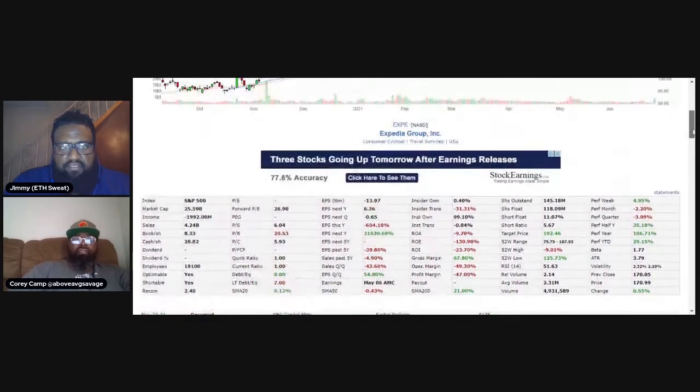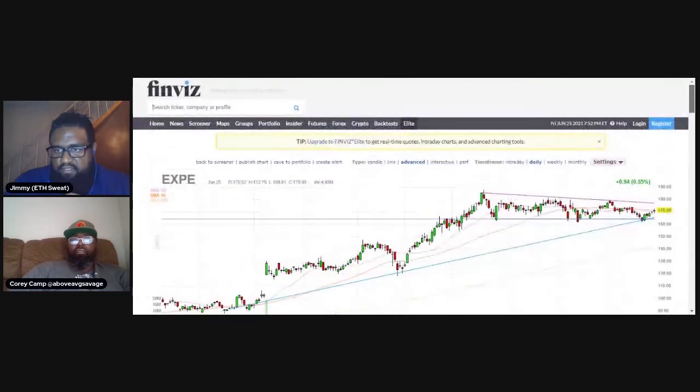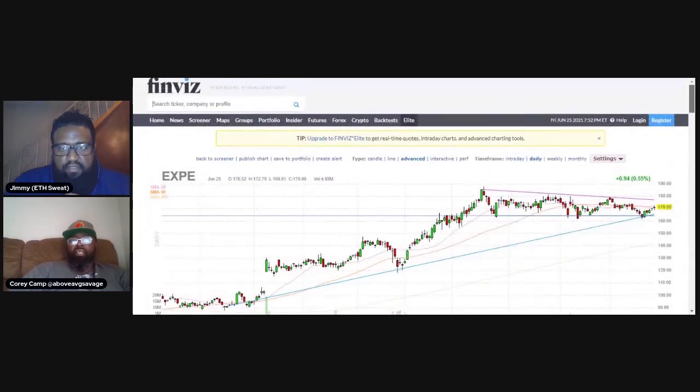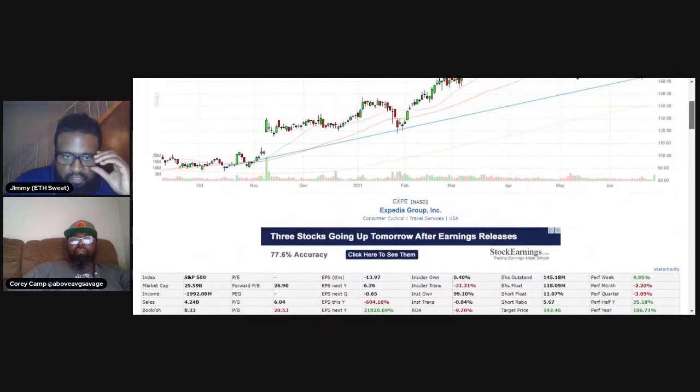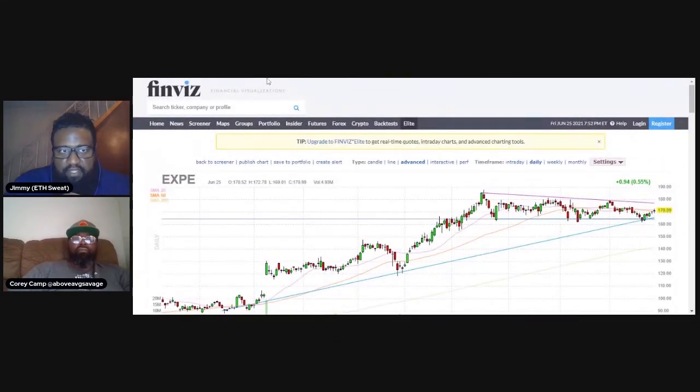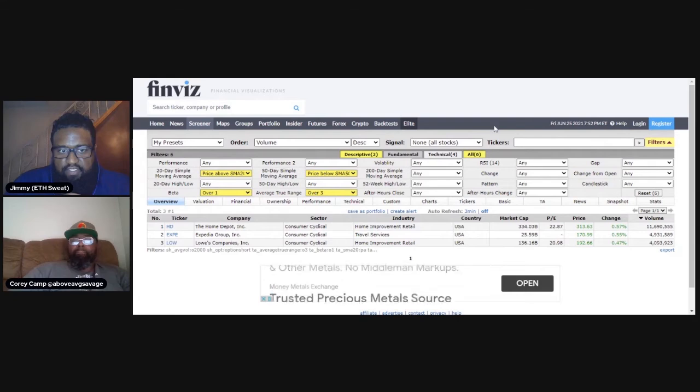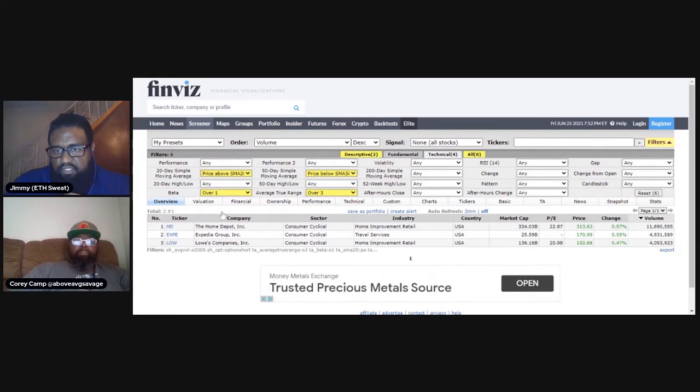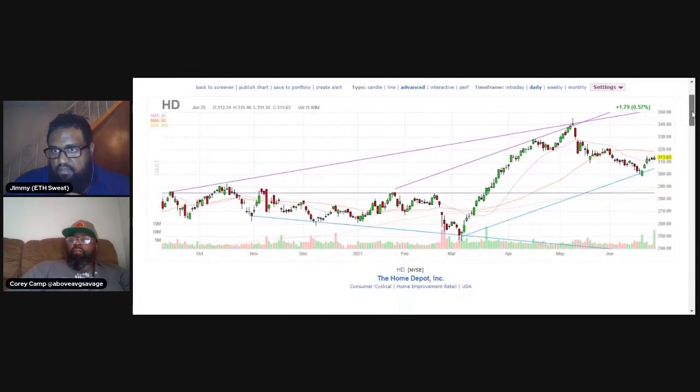So what stock is this, by the way? This is not investment advice. Expedia. This is definitely not investment advice. Now go back. It was 3 companies. I think it was Home Depot and Lowe's and Expedia that popped up based upon that. Yep. All right. So pull the Home Depot chart up. Let's see what Home Depot looks like. Same thing.